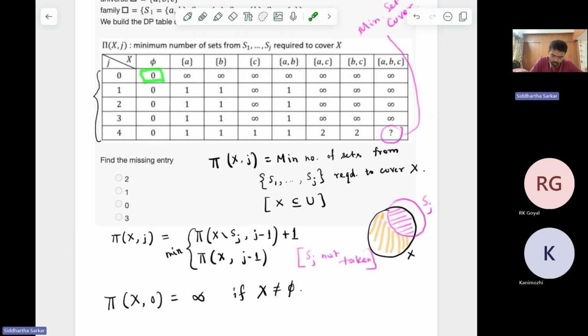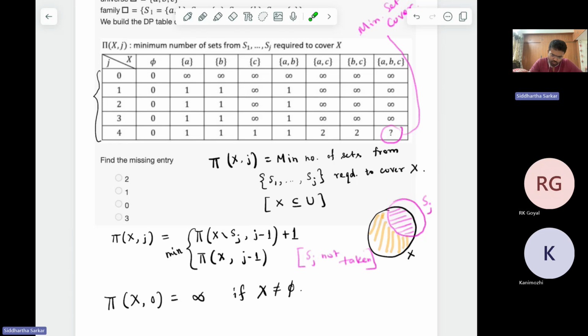So why is this entry 0? This entry is 0 because we are not considering any set, and neither do we need to cover anything. So we can cover nothing using nothing. That is why, to cover an empty set, 0 sets are sufficient.